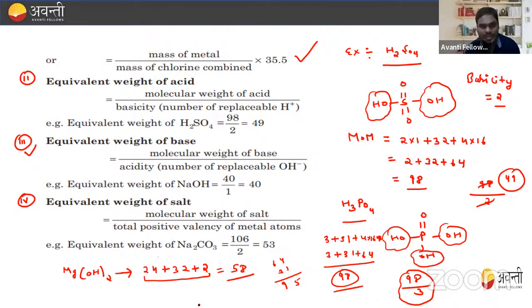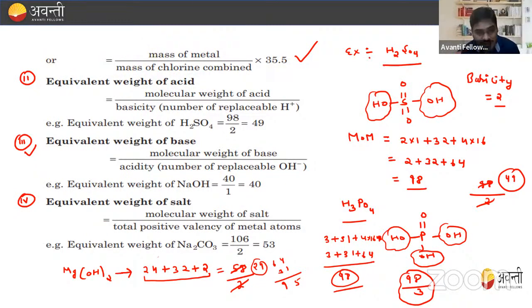In this, how many replaceable OH are present? There are 2 replaceable OH present. So 58 divided by 2 is equal to 29. So this is the equivalent weight of a base. I hope this is very clear: how to calculate the equivalent weight of an acid and of a base. Now, how will you calculate the equivalent weight of a salt?